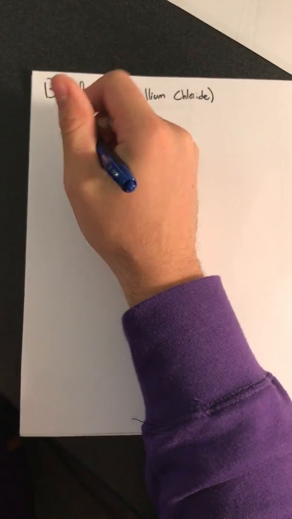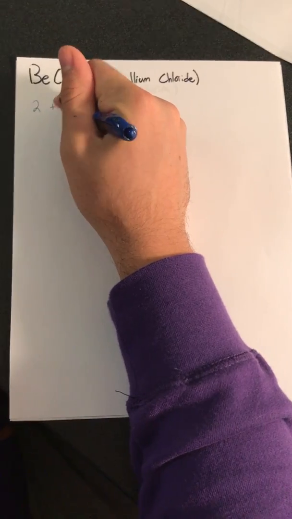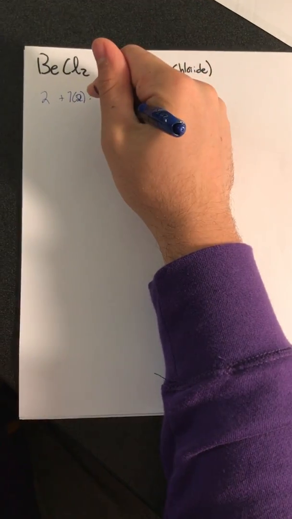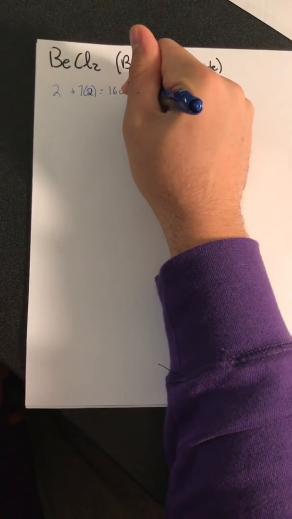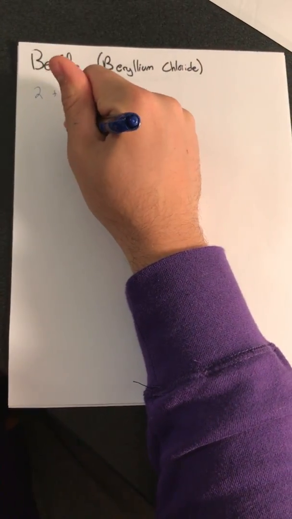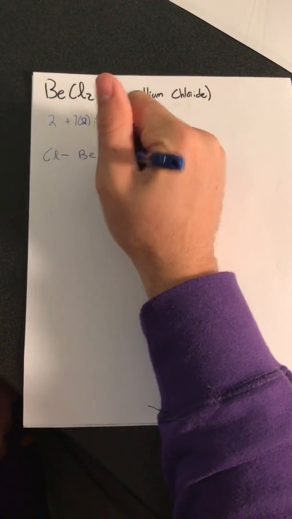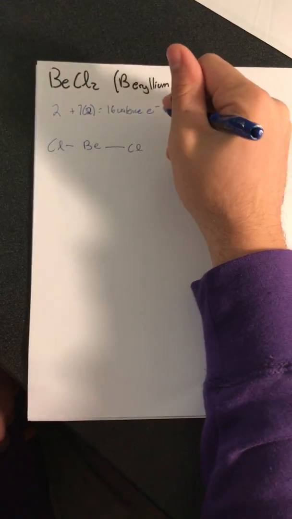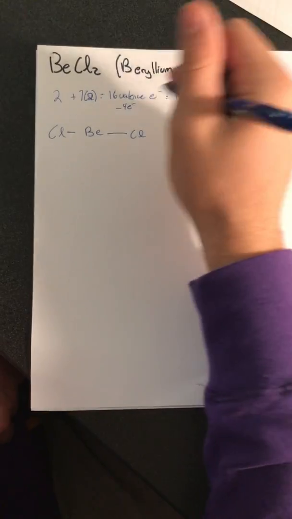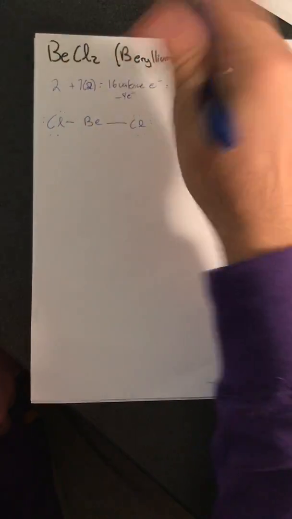All right, so next we have beryllium chloride. So we know that beryllium has 2 valence electrons and chlorine has 7. Oops, sorry. So this will result in us having 16 valence electrons. So first step is we draw the Lewis structure and then our single bonds. So now we have 12 electrons left. So now we want to satisfy the octets for the chlorine atoms.